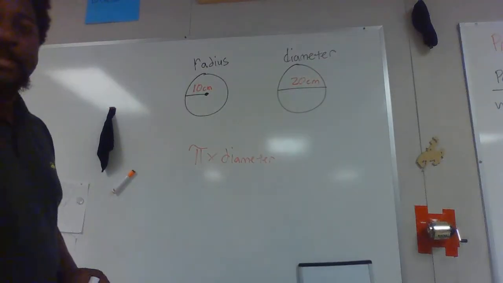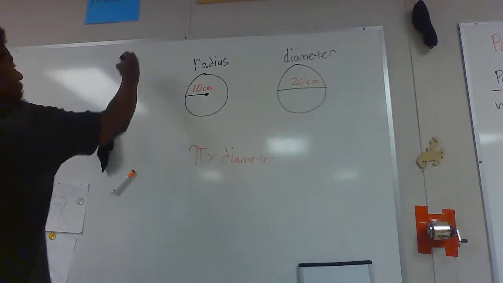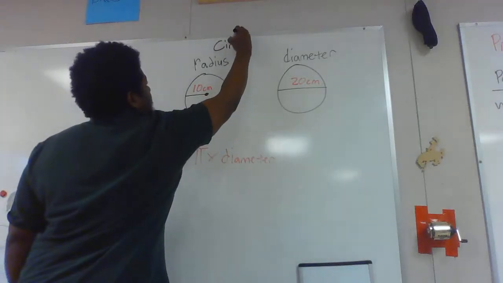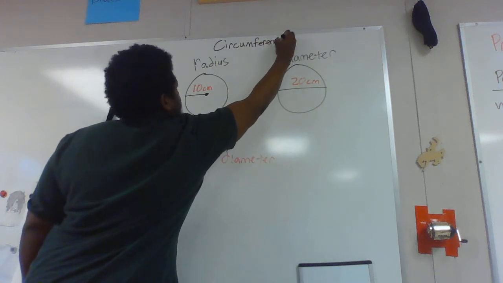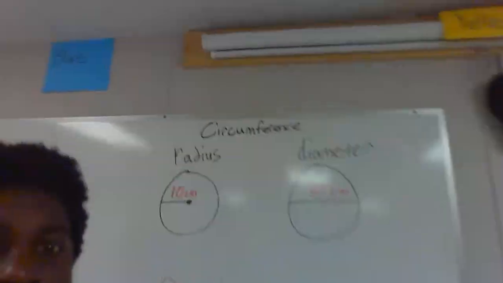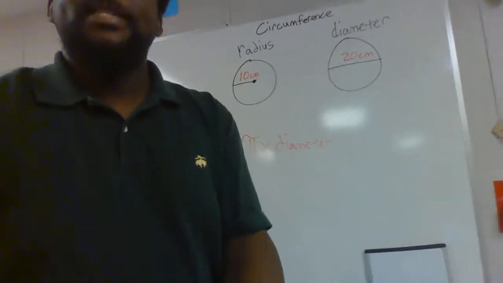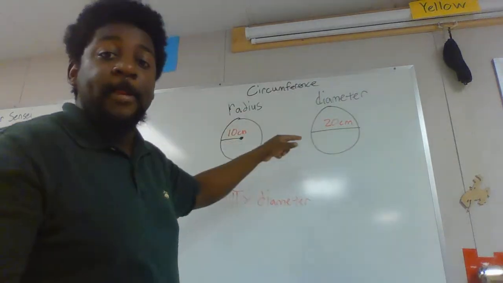All right, y'all. Today we're reviewing a concept we talked about a couple days ago in class that was called circumference. Circumference is the distance around a circle, kind of like the perimeter of a circle.